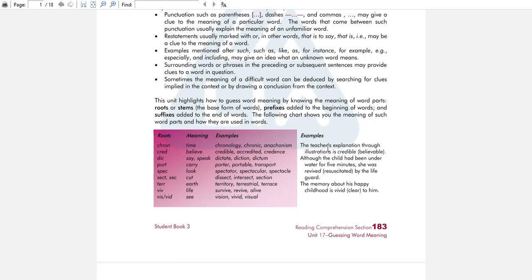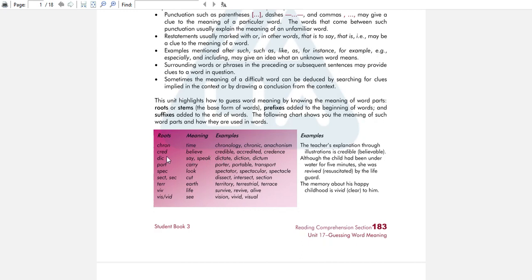For example, here is the illustration. The teacher's explanation through illustration is credible. Credible means believable. See, it is related with the word believe. And then the root word dic, the meaning is say or speak, like dictate, diction. Diction and dictum are related to something that someone says or speaks.